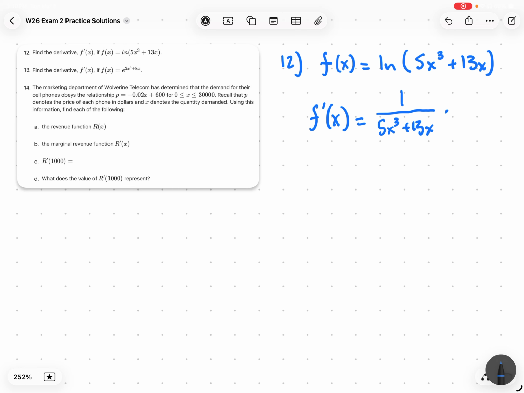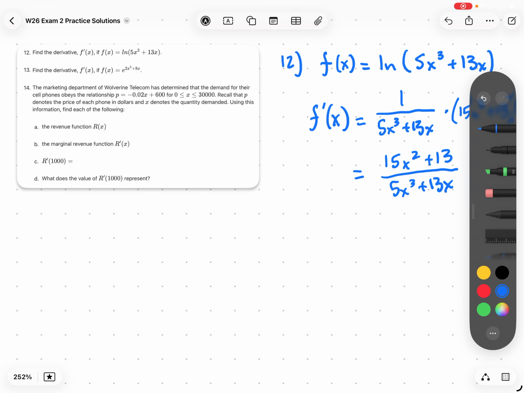Using the chain rule, we multiply by the derivative next. The derivative is going to be 15x squared plus 13. So that's the actual derivative there. But typically what we do is simplify this a little, and we multiply that quantity on the side there times the 1 and put it in the numerator. So this ends up being 15x squared plus 13 over 5x cubed plus 13x.